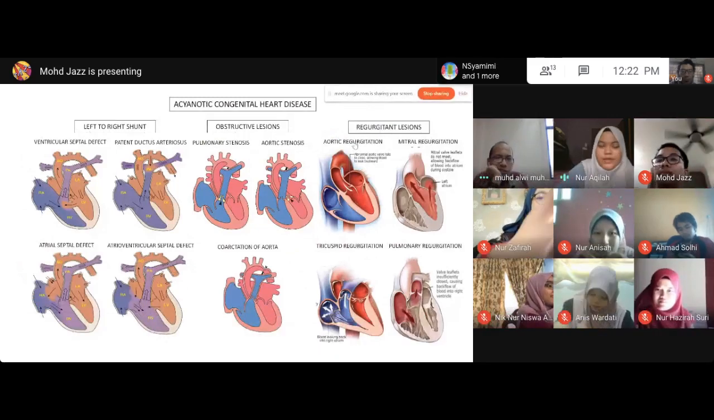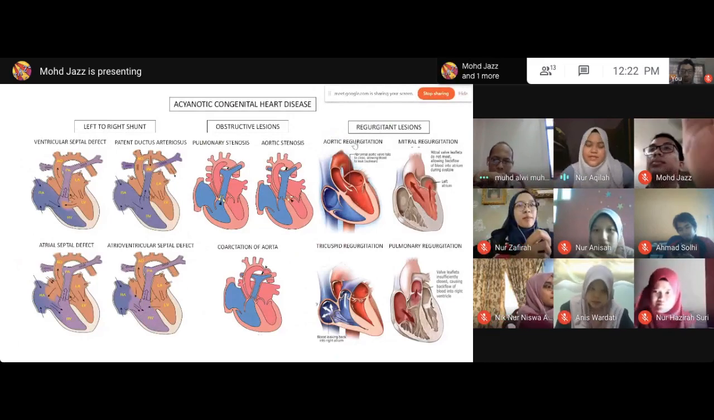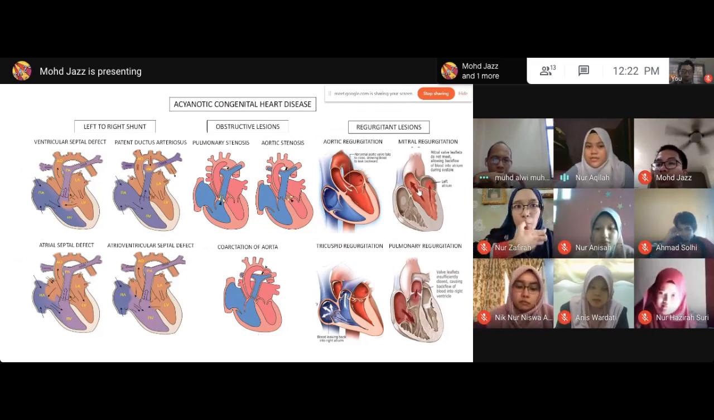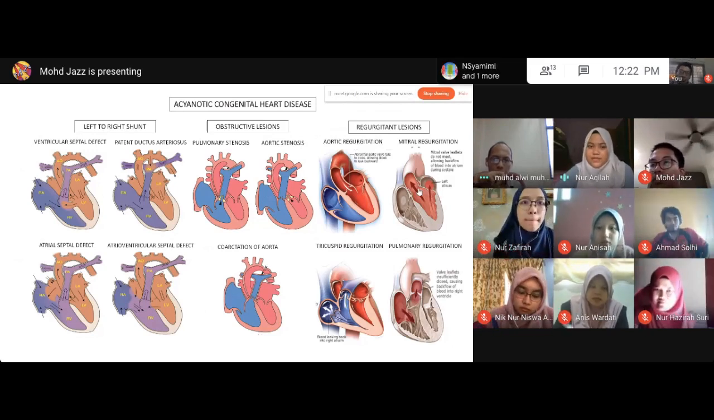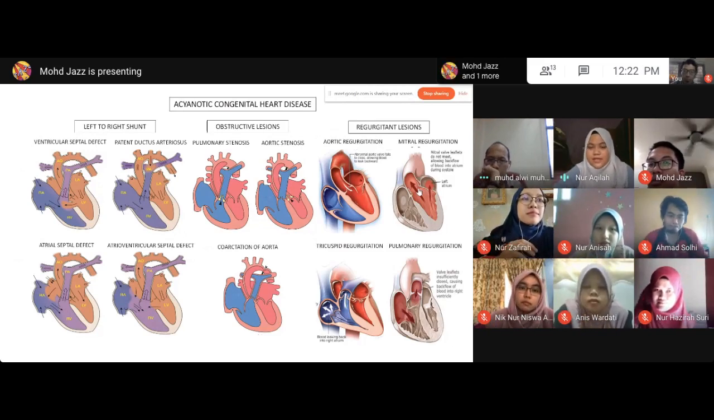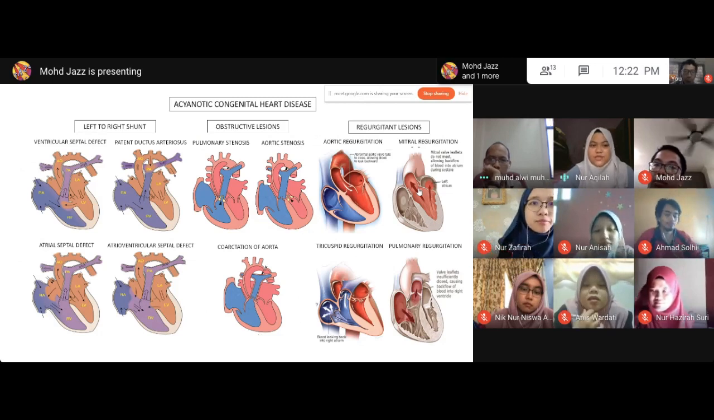Assalamualaikum warahmatullahi wabarakatuh, and good morning everyone. I am Akila Yunus, and today I'll be presenting on acyanotic congenital heart disease. Acyanotic congenital heart disease can be divided into three classifications. The first is left to right shunt, second is obstructive lesion, and third is regurgitant lesion. First we will go to the left to right shunt.